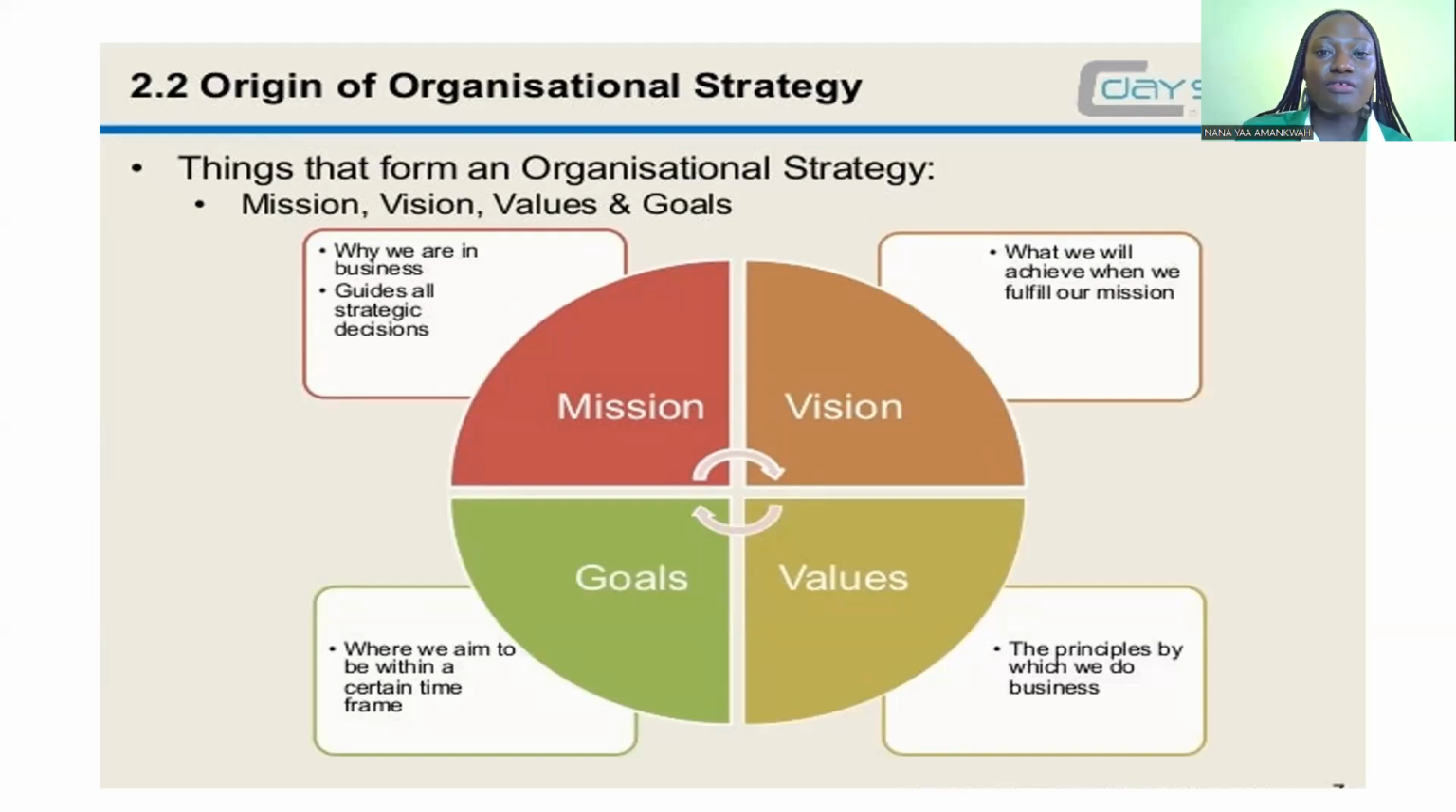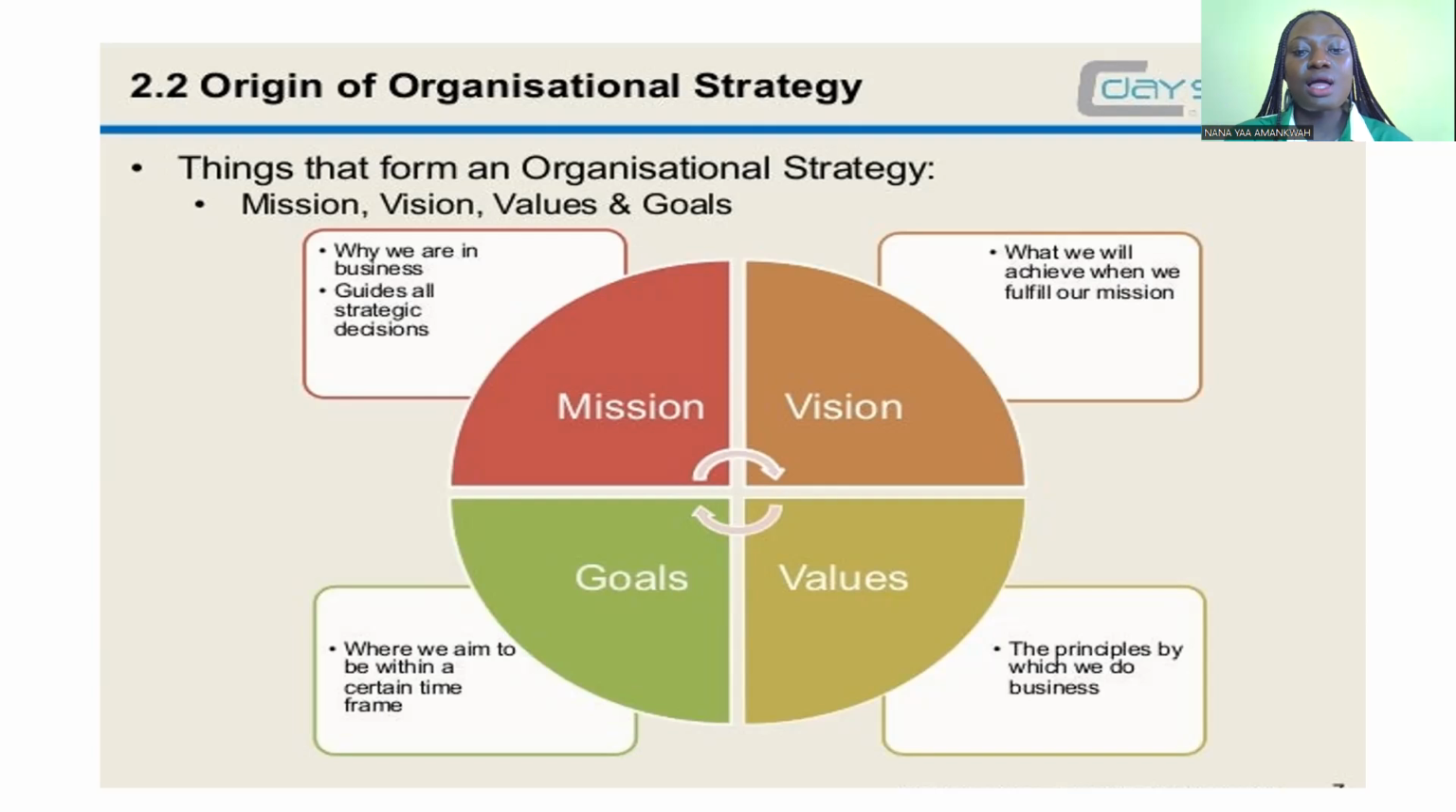When we say the mission of an organization, it talks about why the organization is in business: why it was established, what it is for, what it is representing, and what the organization is doing. Now the vision is what the organization seeks to achieve when it fulfills its mission: where they want to be and how they want to go about things in the next 10, 20, 40, 50 years to come.